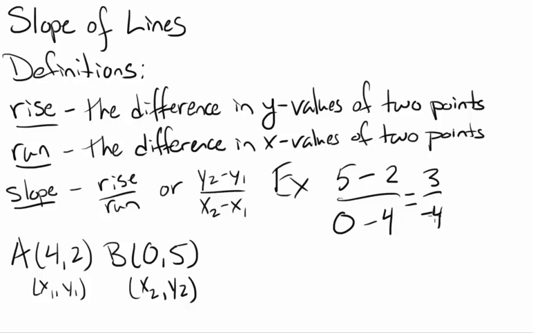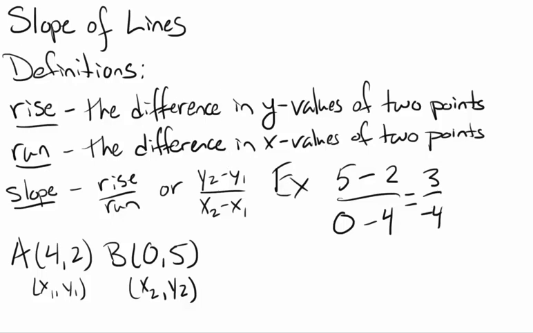If you have a negative, you go to the left for the run. If you have a positive run, you go to the right. Similarly, if you have a positive rise, you go up, and if you have a negative rise, you go down. And so this is our slope between the 2 points, A and B.